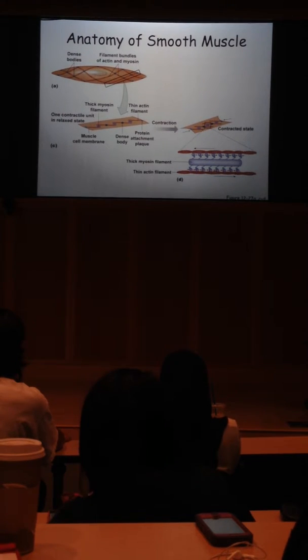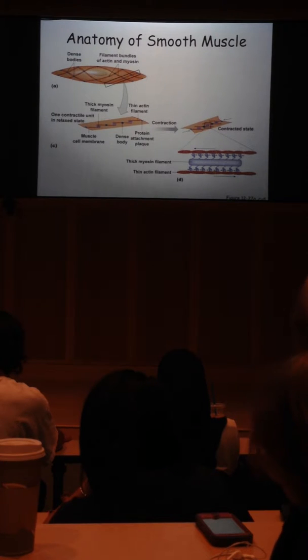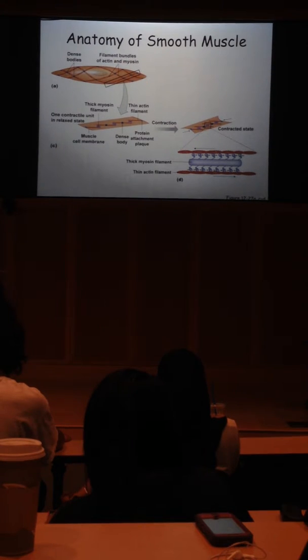One thing I want to highlight is the thick myosin filaments. If you notice, you have two rows of myosin heads that go in the exact opposite direction. In one case, it goes left to right, the other case it goes right to left. This is what really makes it contract the way it does.